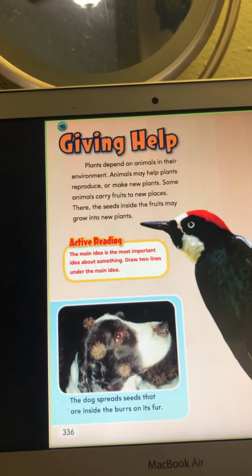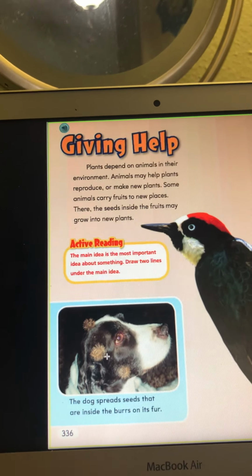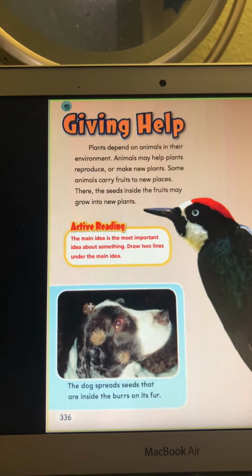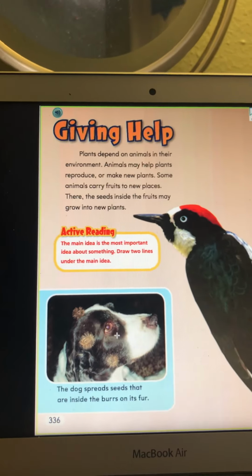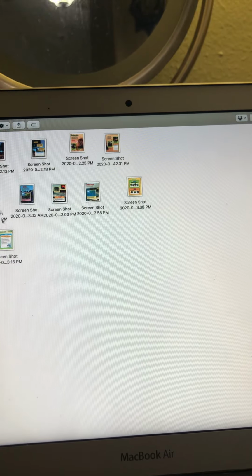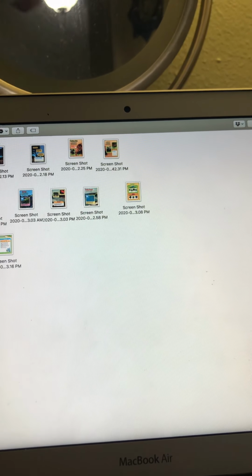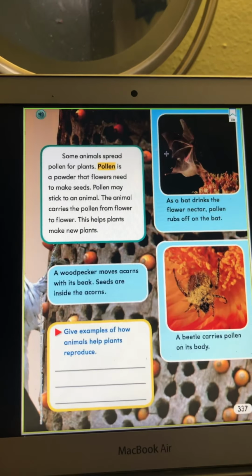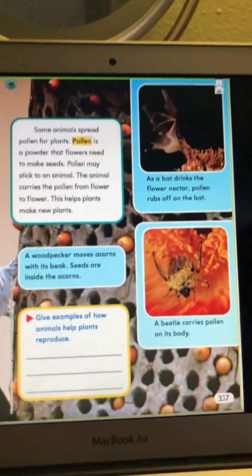The dog spreads seeds that are inside the burrs on its fur. Oh, poor dog. But inside of these, there are seeds. So these are how the seeds get to different places. This is a page that gave the answer to the question on the first page.